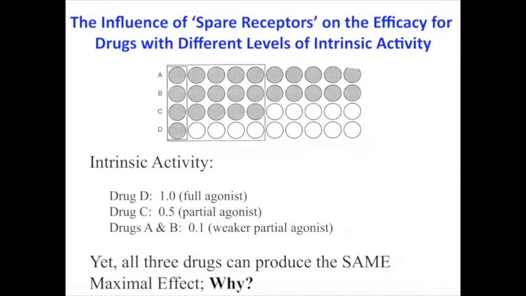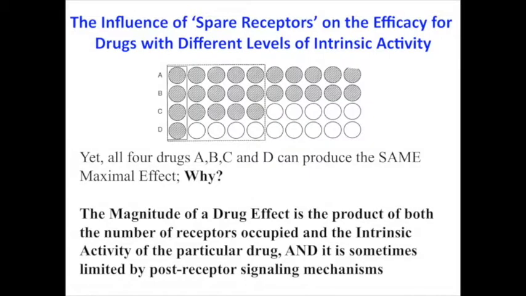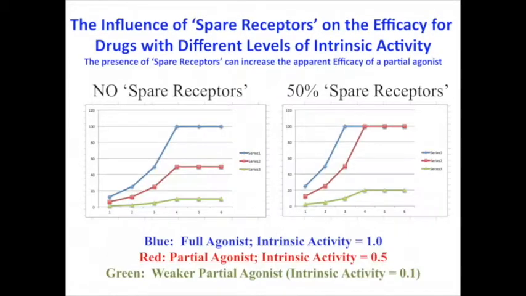So we're going to give them some scores there. Yet they can all produce the same maximum effect. Why is that? And this is the picture you're going to get. And this is why spare receptors can be important. So this is essentially the left half. I've already shown you this.